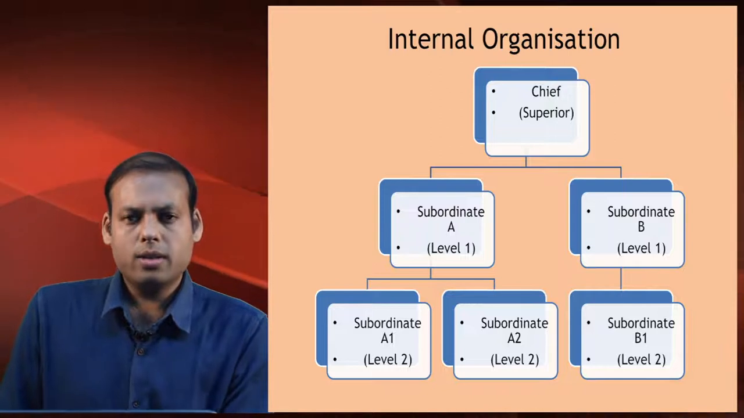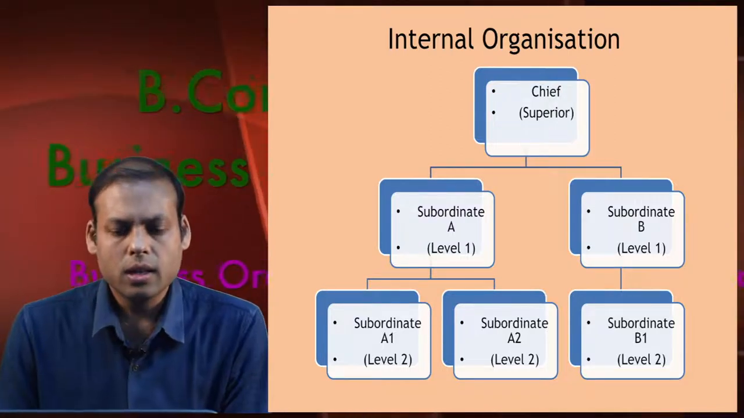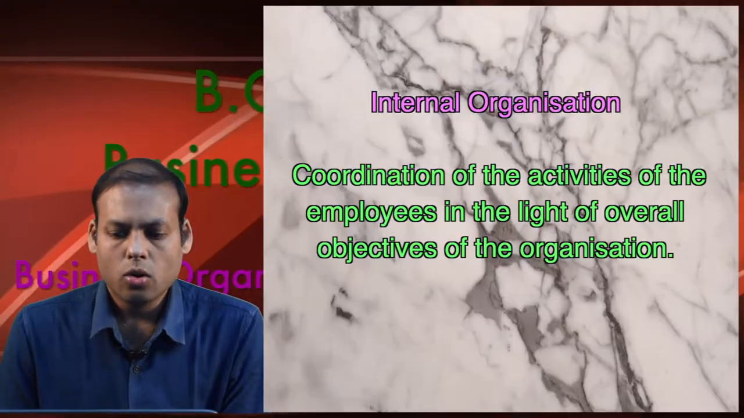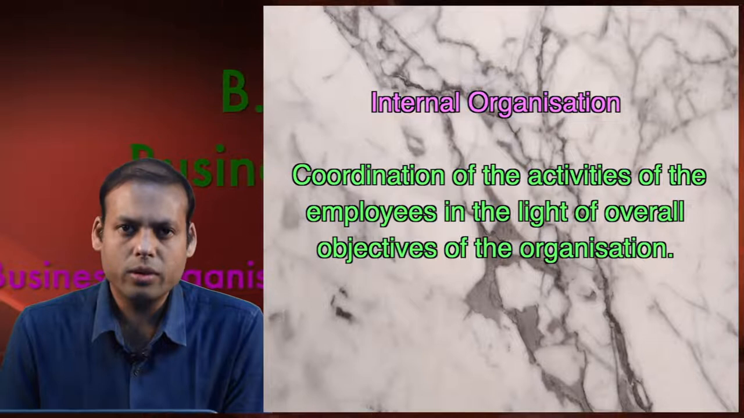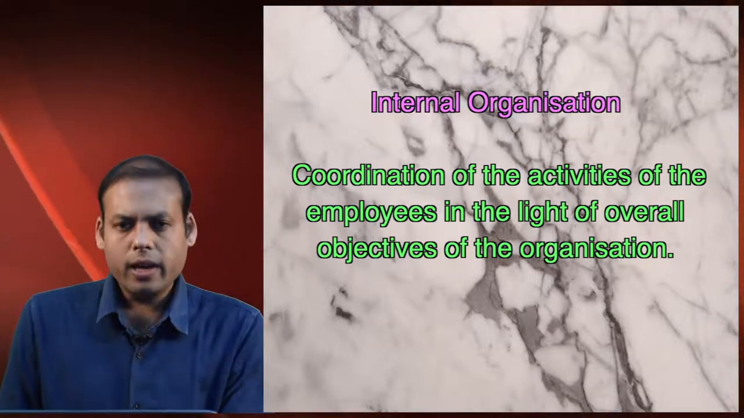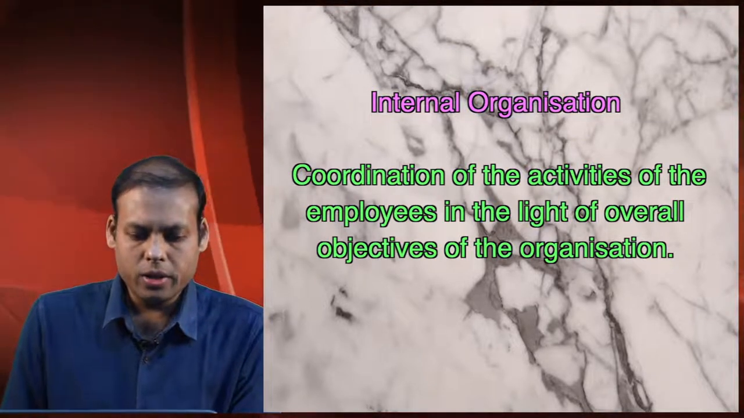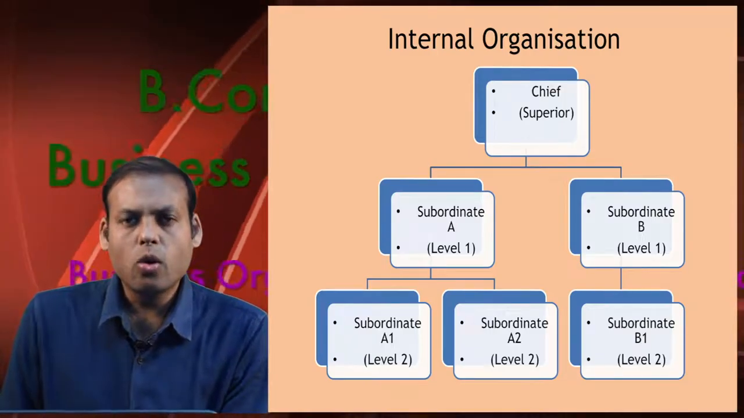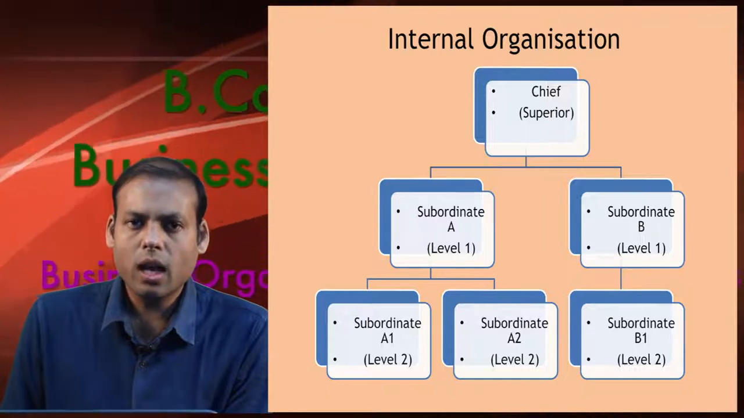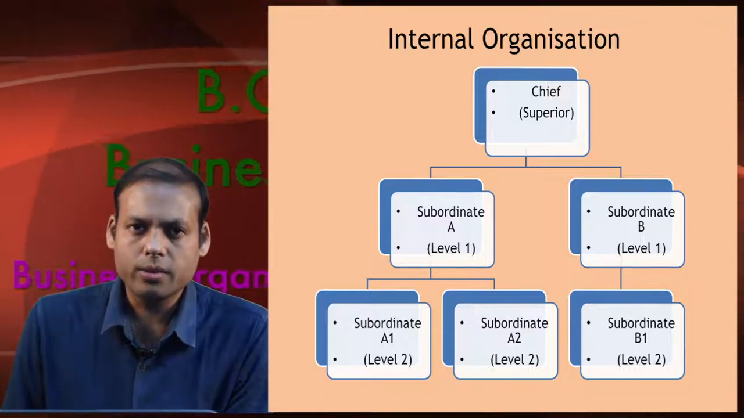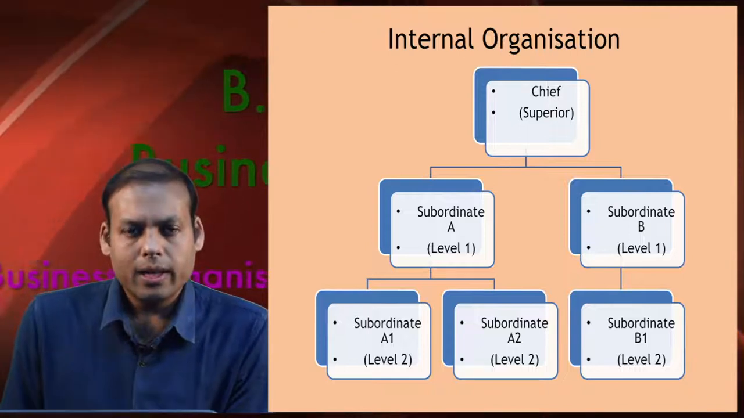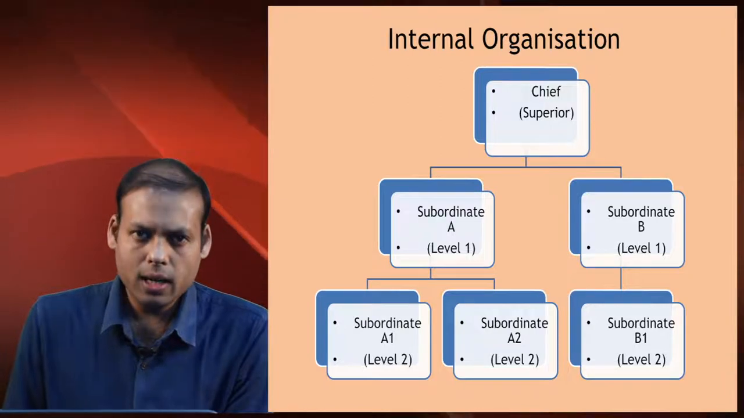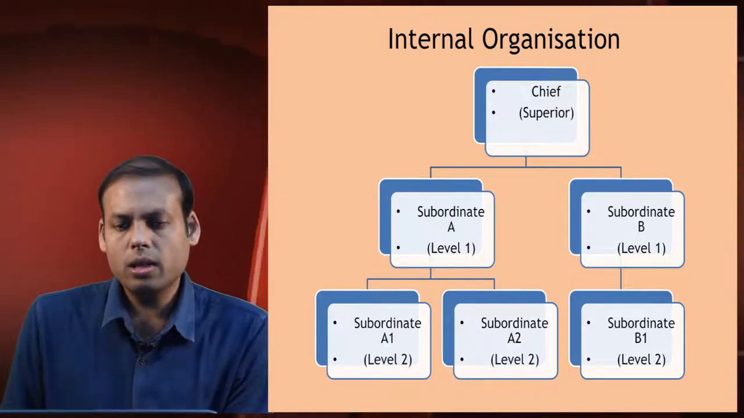Now, when we discuss this internal organization, there is another aspect that is very important, that is coordination of the activities of the employees. If we again consider our diagram, the chief will coordinate the activities of his employees, of his subordinates. So, the chief will coordinate the activities of subordinate A at level 1 and subordinate B at level 1.